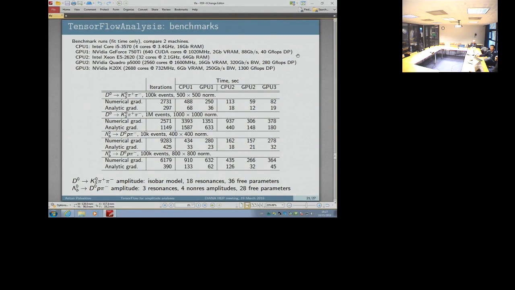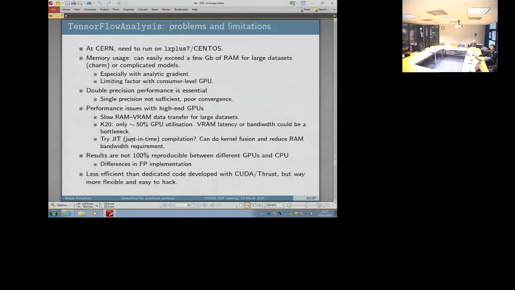So my nearest plan is actually to try this JIT thing, which in principle is promised to minimize the effect of this memory latency on the calculation. Because at the moment, as I understand, TensorFlow has a number of already precompiled kernels. For instance, it takes something from memory, calculates sine or cosine, and then puts it back into the memory. So it doesn't do this kernel fusion.